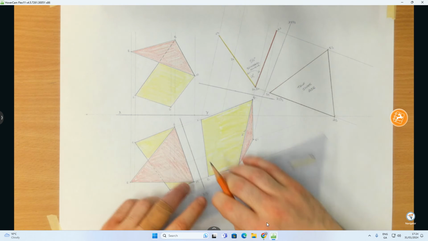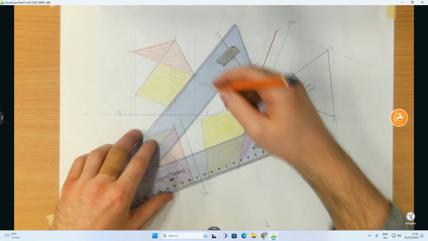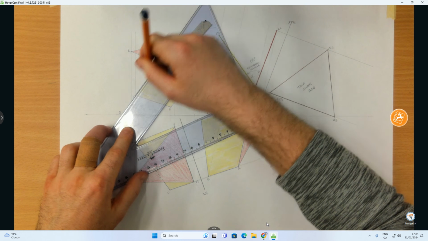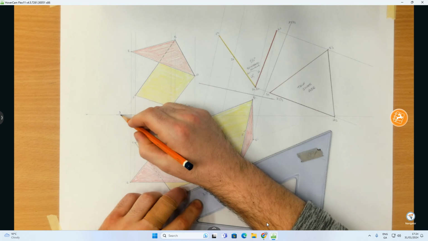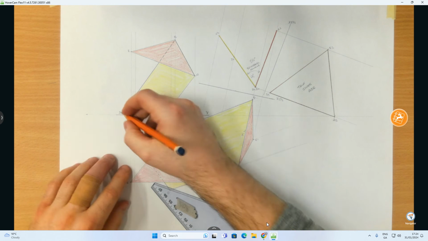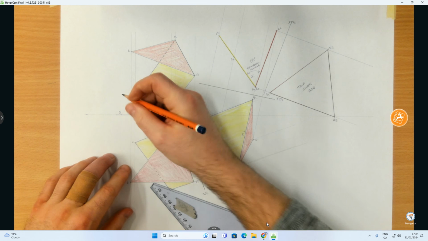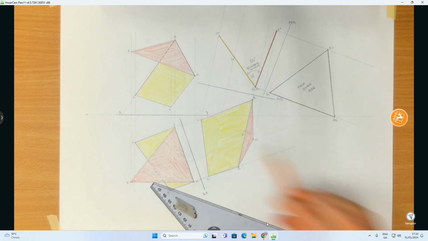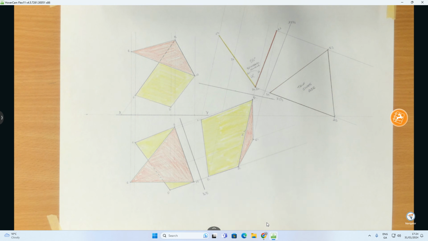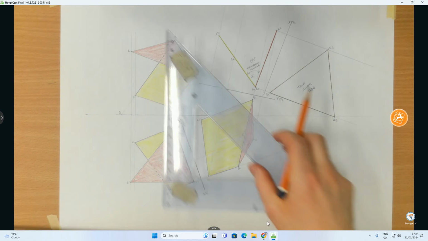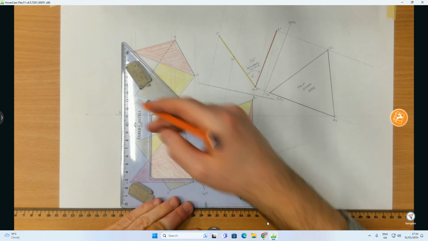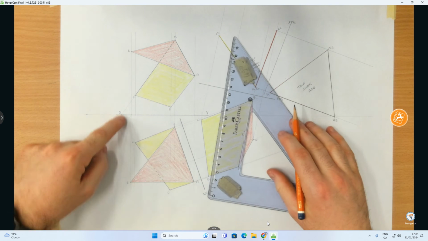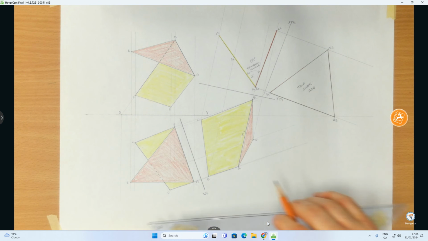So in elevation, we'll do it in both views, but in elevation, I'm going to extend down BC until it hits the XY line. And you'll see by extending it down, it hits the XY line right here. Technically, that is the point where it actually hits the ground, the horizontal plane. So how do I locate that in my plan view? I'm going to bring that down, and somewhere along that line, as I projected it down, is that point on the horizontal trace.